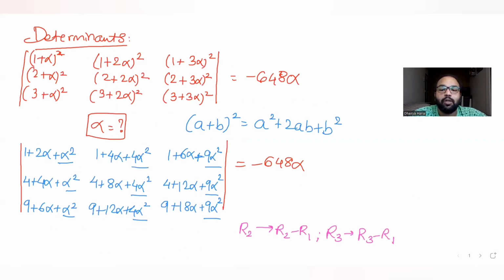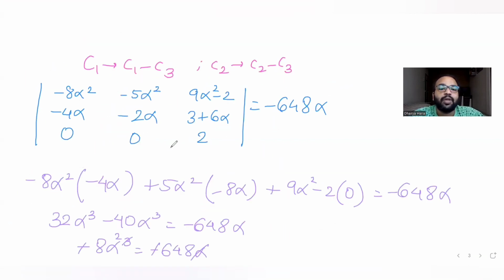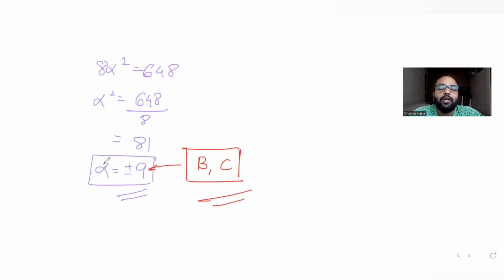So this is how we solve the question of the determinant which is given to us. First, we figured out all the elements and then we tried to apply some row and column transformations to reduce our elements. Once we reduce our elements, then it becomes easier to find out the value of the determinant and compare it and find the value of alpha. I hope you have understood how to solve this type of question.